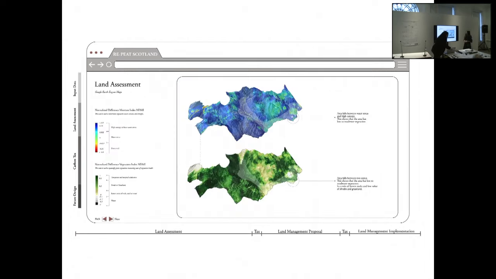So let's move to the high tech in the Google Earth Engine map. And we have two layers, the moisture and the vegetation layers. And the moisture layer shows high water content here and then the variable vegetation.